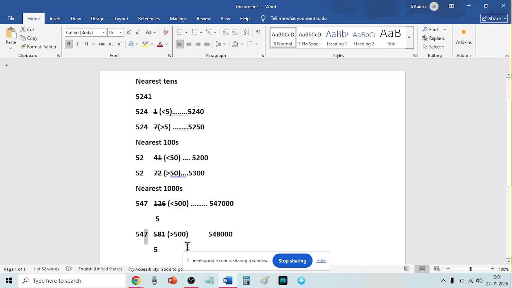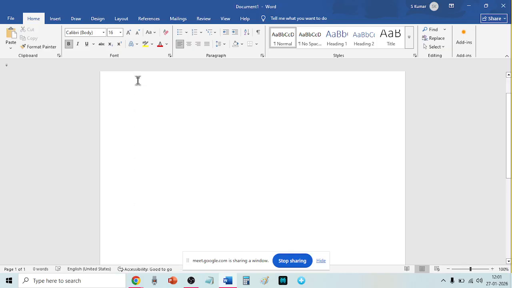Because of carrying. And carrying will be there if it is more than 500, no carrying for less than 500 in case of thousands. In case of hundreds, carrying will be there if it is more than 50, no carrying if less than 50. And in case of tens, there is no carrying for less than 5, but there will be carrying for more than 5. Half of what is asked. Okay?